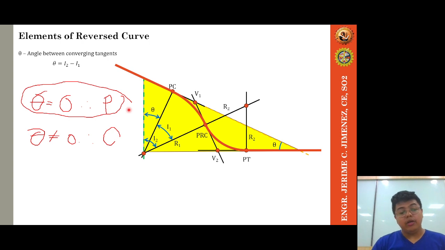Okay. Pag yun ay hindi sinabi sa problem. Pag sinabi, goods. Pag hindi sinabi, you can get the characteristic of the problem based on the angle between converging tangents formula. Okay, so we'll now proceed sa ating sample problems.